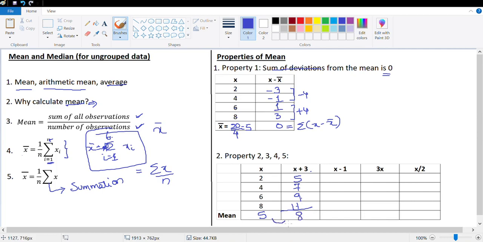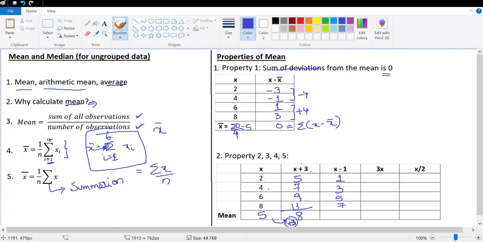What happened to the mean? Yes, I added 3 to the mean as well. So if you add the same number to all the data points, mean also gets added by the same number. Let's try if it works for subtraction. So 2 minus 1, 1, 4 minus 1, 3. This time I'm subtracting 1 from all data points. 6 minus 1, 5, 8 minus 1, 7.